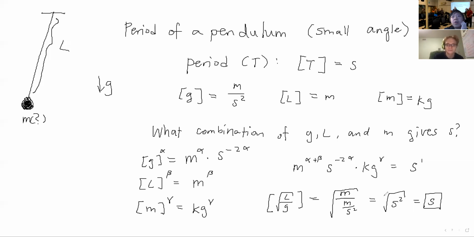So notice how in this situation, you solved the problem without actually knowing any of the physics behind simple harmonic motion and how a pendulum works and all that. You solved this problem and found that the period was equal to the square root of L over G purely using dimensional analysis.